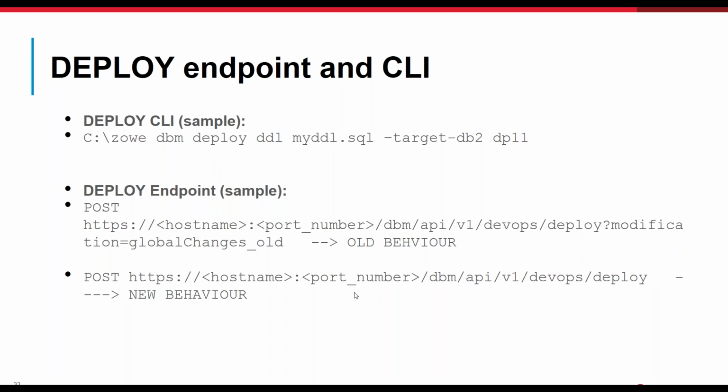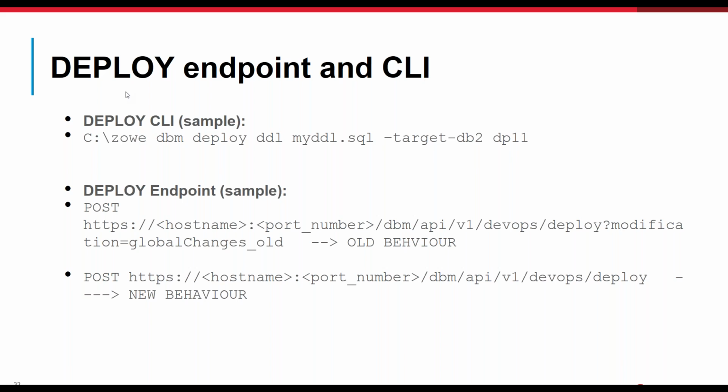So yeah, this is a similar kind of screenshot for the deploy endpoint. The same thing that we were doing just before with the compare DDL CLI, we are also going to do a similar kind of activity with the deploy CLI, right? So for deploy DDL, I'm going to give my own DDL, and then the target Db2 subsystem called DP11. And then the deploy and sample endpoint, again, the same thing.